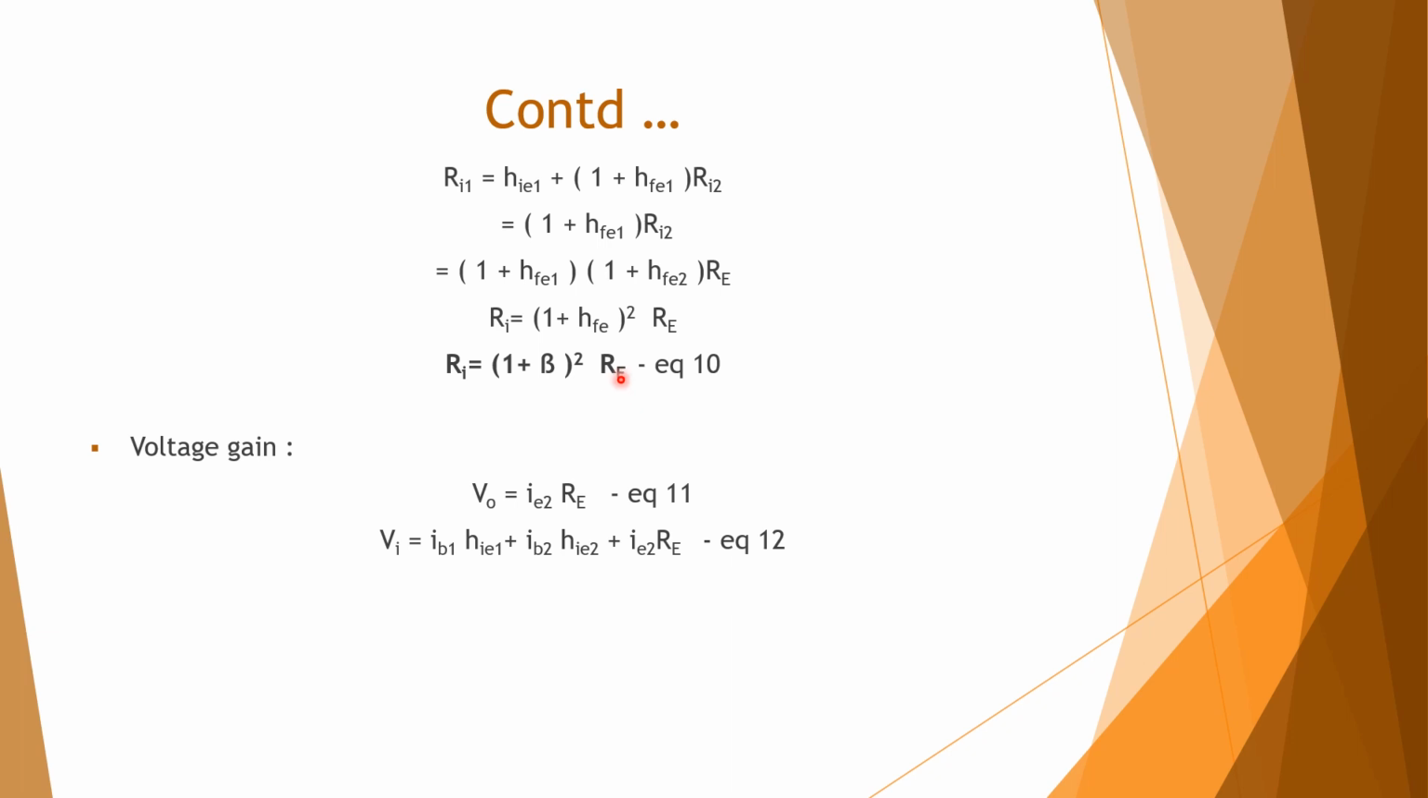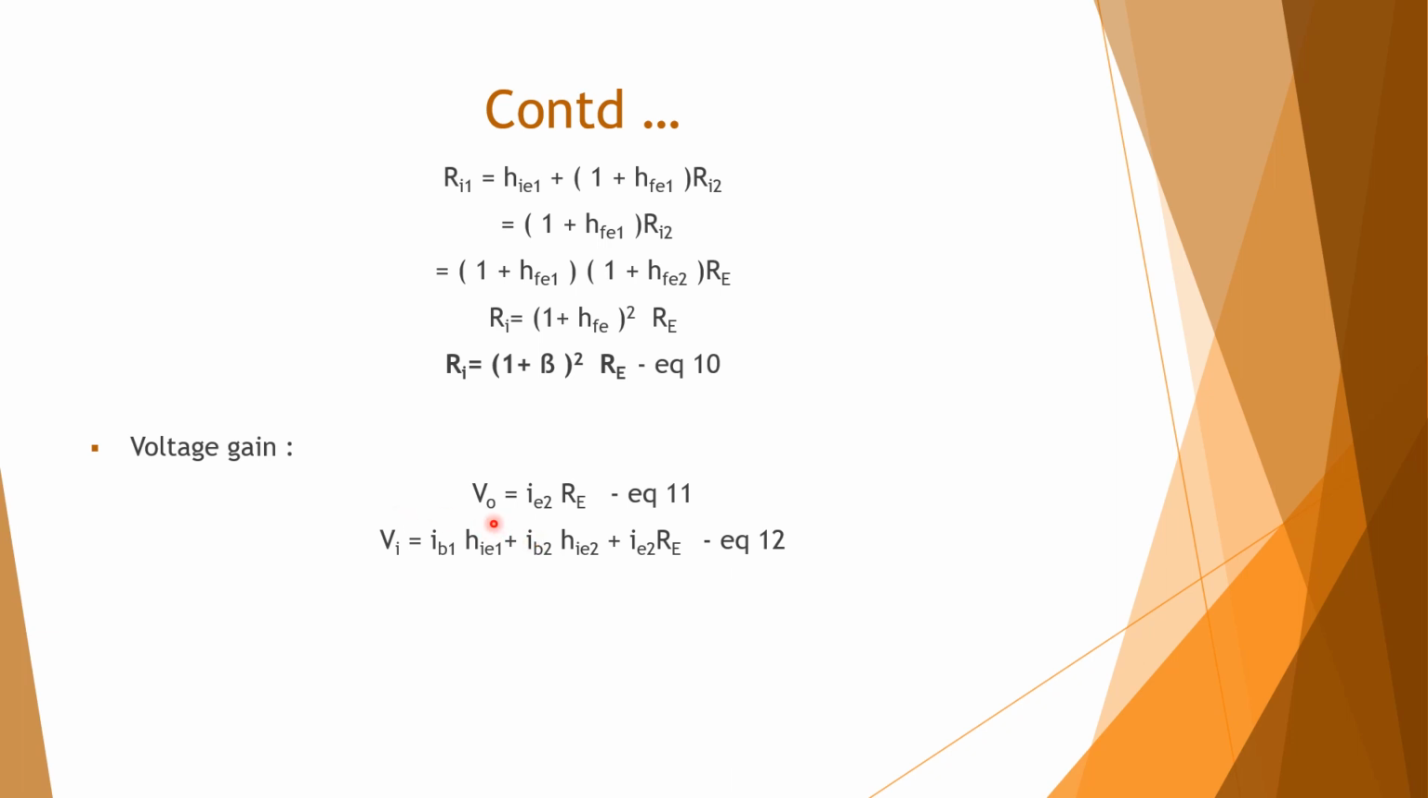Re will be in the range of 10k or so. So from this, 10 raised to 4 and this becomes 10 raised to 6 and more than that, so it's a very high resistance in the range of megohms. And we can also calculate the voltage gain from here.